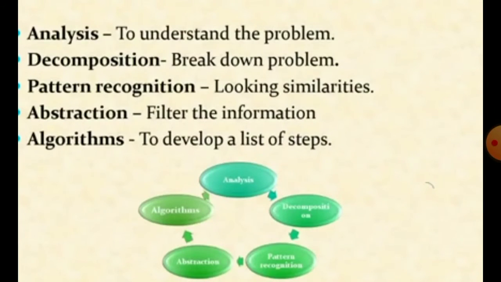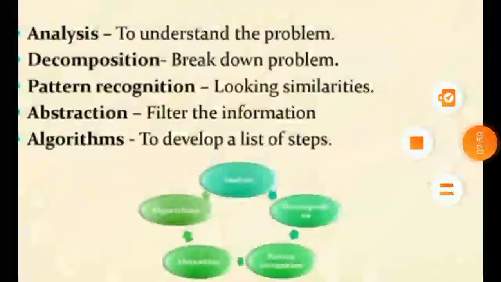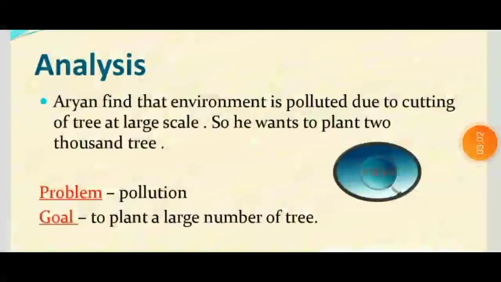Now the algorithm. In this, we develop a list of steps for solving the problem. It is the process of developing a list of steps that we can follow to finish the task. Let us now see an example. One by one, we will discuss the components of computational thinking with an example.